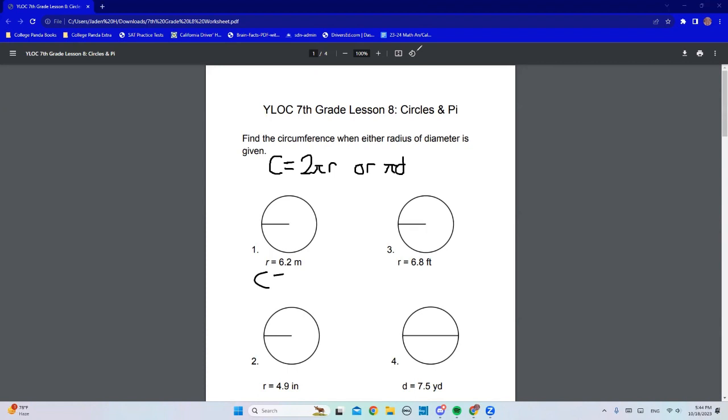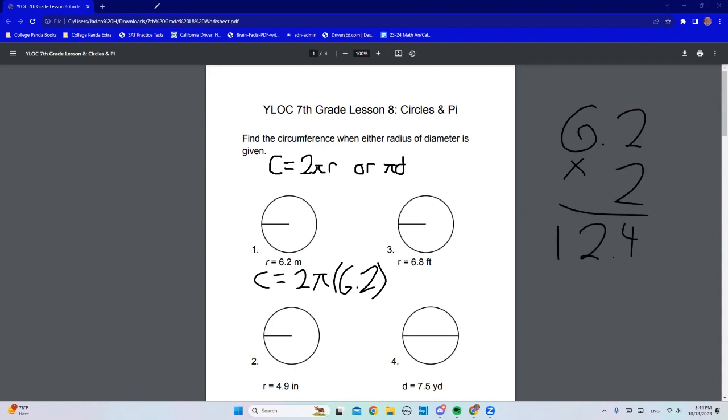So the circumference is equal to 2 pi times 6.2. So let's just multiply these all together to get the final answer. So 6.2 times 2. 2 times 2 is 4, and then 6 times 2 is 12. So we get 12.4. And then next, let's multiply it by 3.14, which is pi. But instead of writing 3.14, we often just use the symbol that I wrote right there to stand for it.